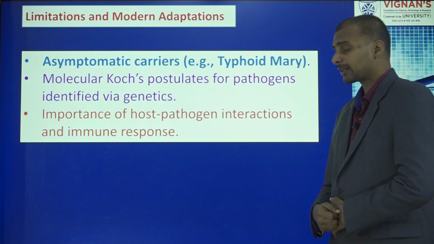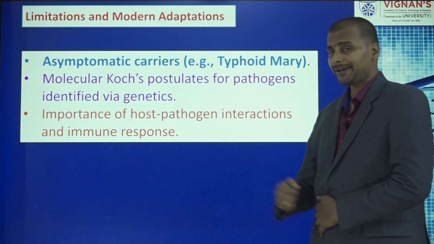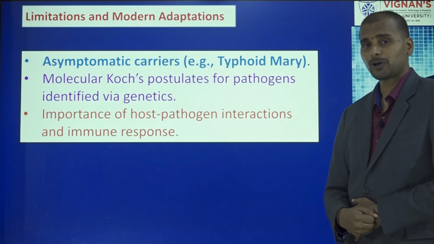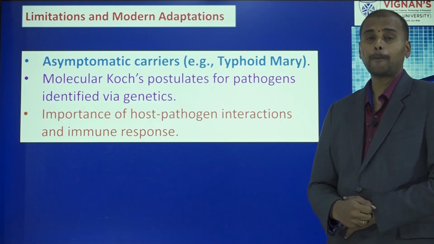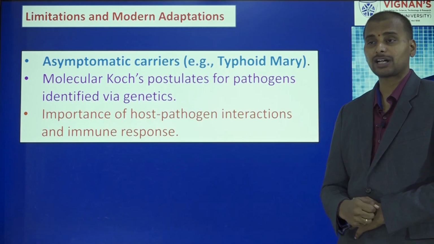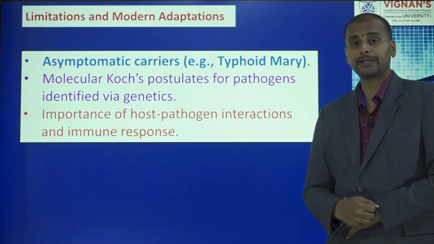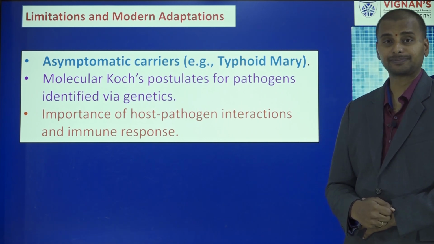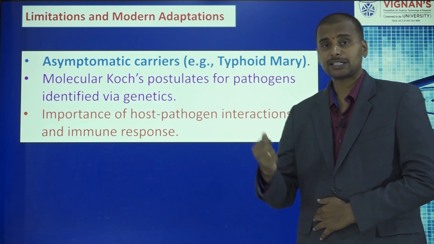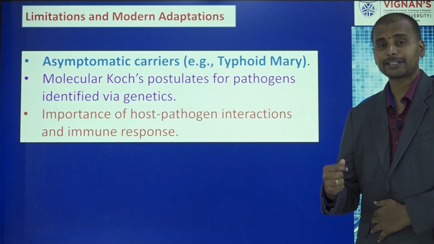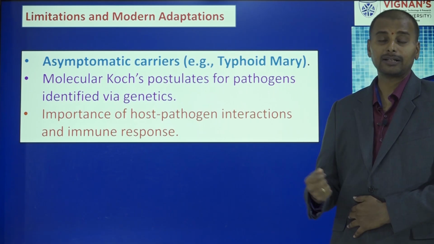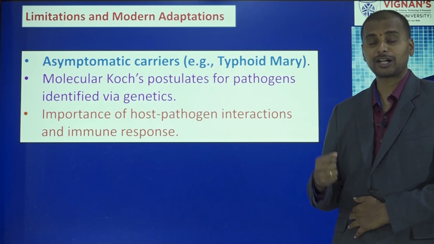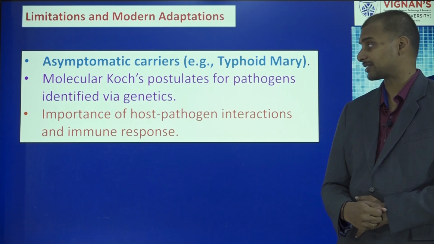So, because of this, one more point was added to Koch's postulates: that antibodies against the specific microorganism causing the disease should also be developed in the infected person. If the person is developing antibodies against a particular disease-causing pathogen, it indicates the development of infection or disease in that particular person.